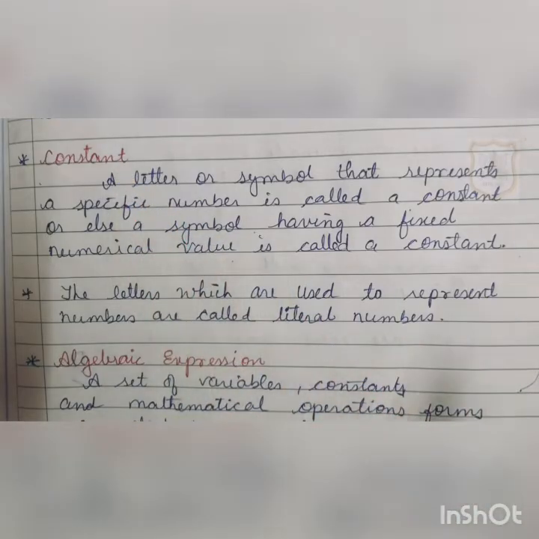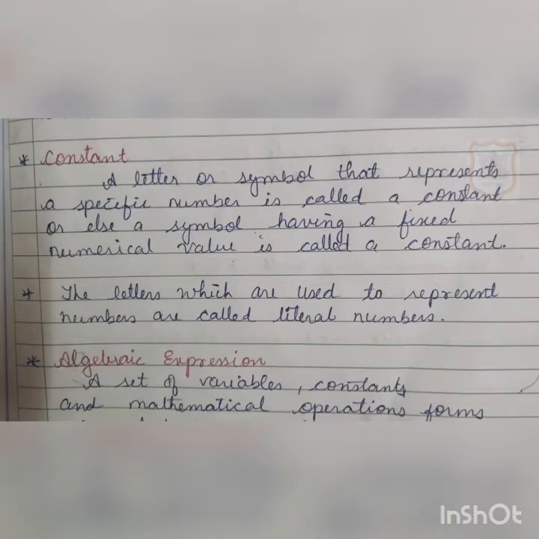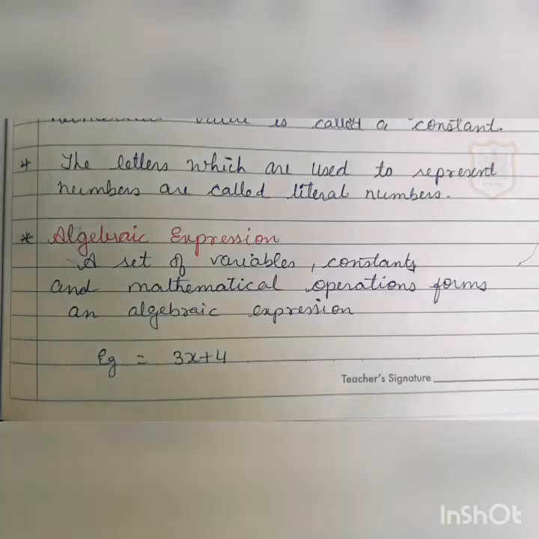So a constant is a symbol that represents a specific number, or else a symbol having a fixed numerical value is called a constant. For example, 1, 2, 3, 4, 5, and so on. The letters which are used to represent numbers are called literal numbers. Now what is an algebraic expression? It is a set of variables, constants and arithmetic operations. Together they form an algebraic expression.